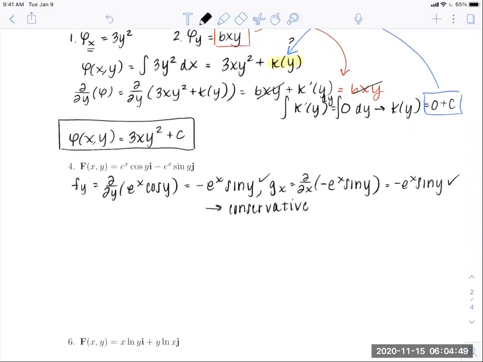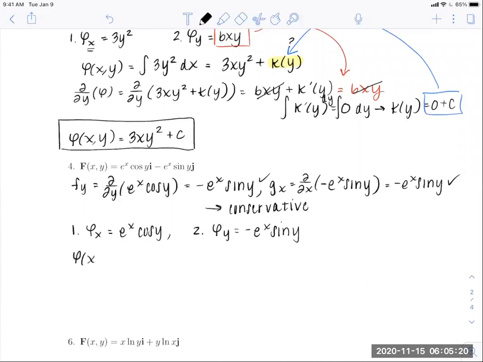So I'll set up my two equations. One is that the partial of phi with respect to x is the first component function. And the second equation is that the partial of phi with respect to y is the second component function. Okay, so again, it's arbitrary which one of these equations you want to work with first. I typically work with equation 1.